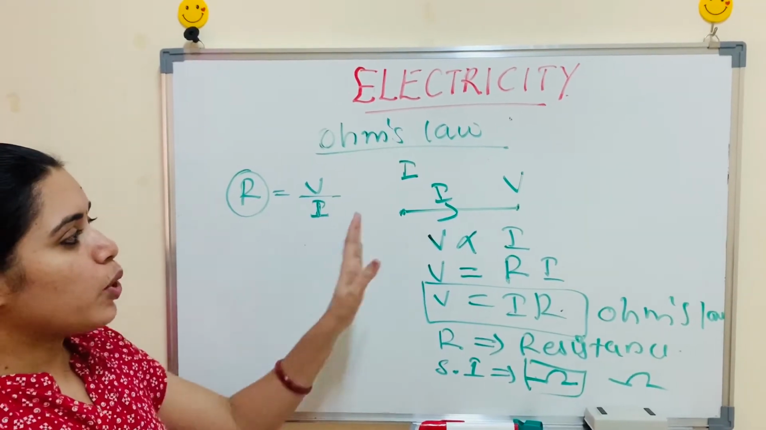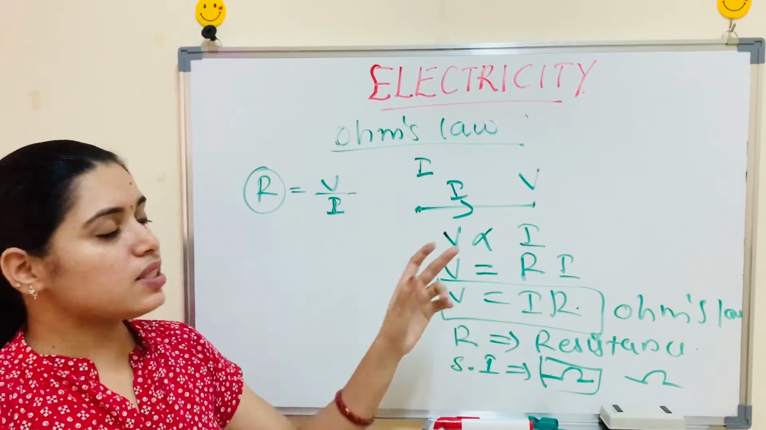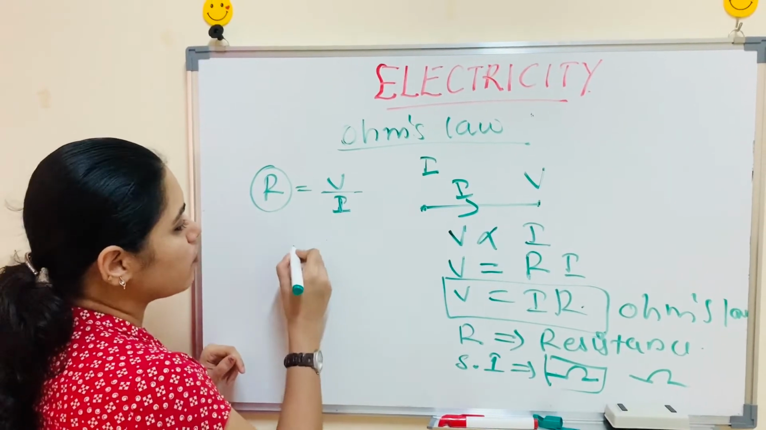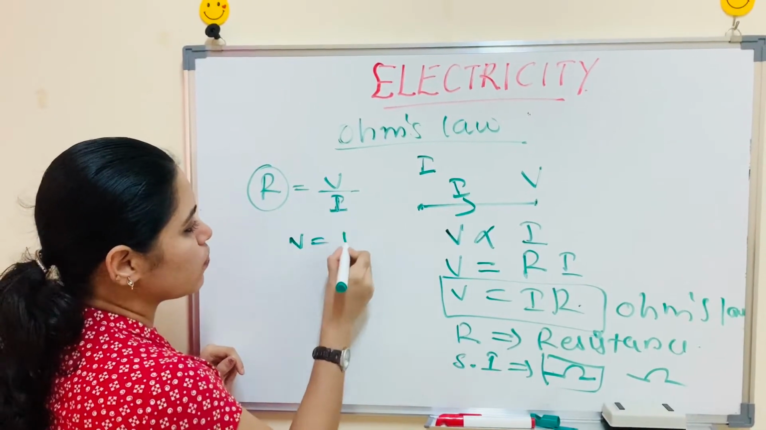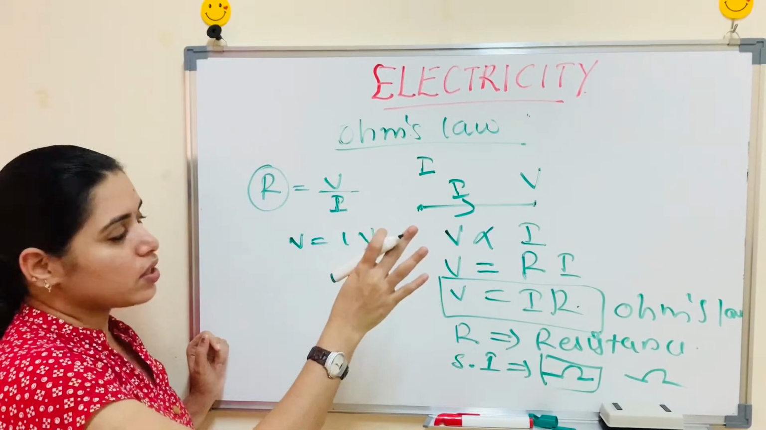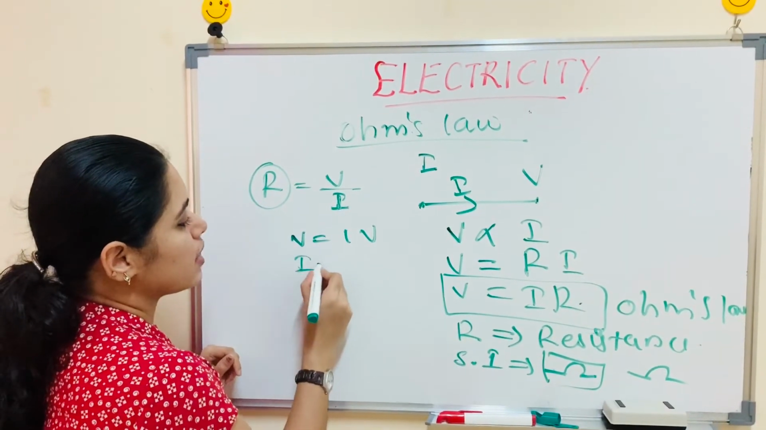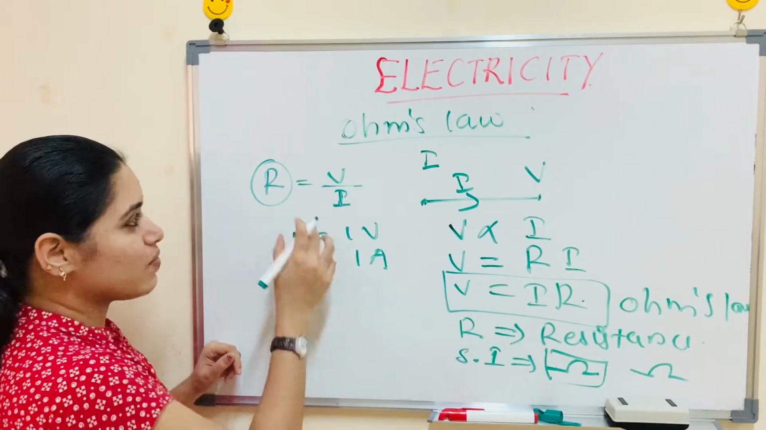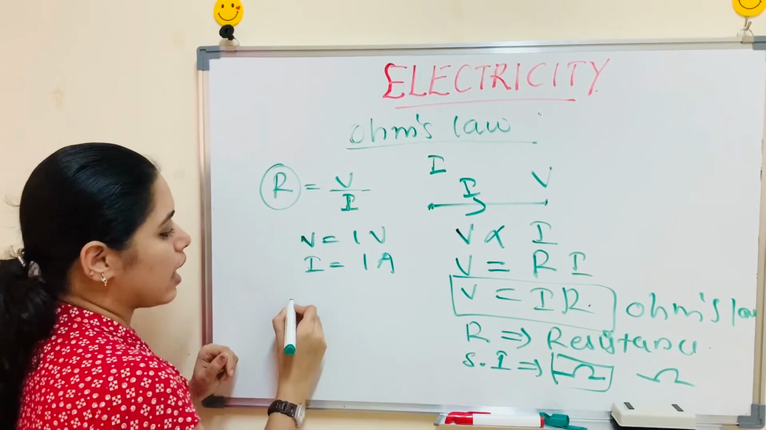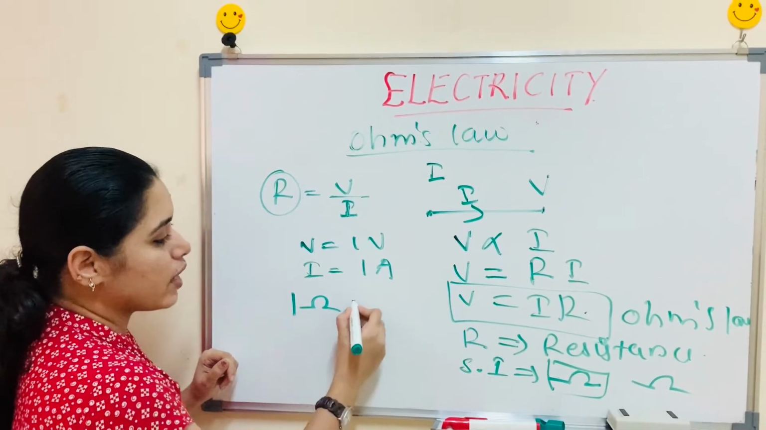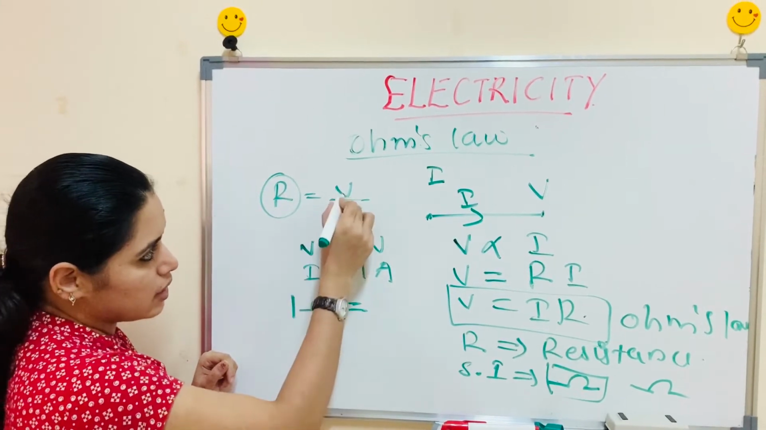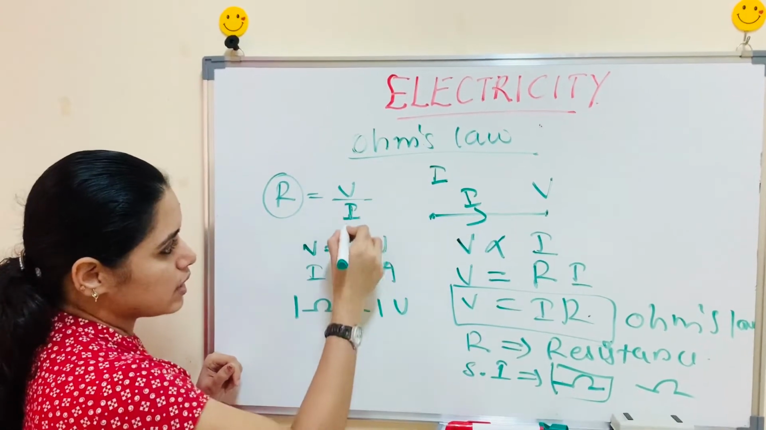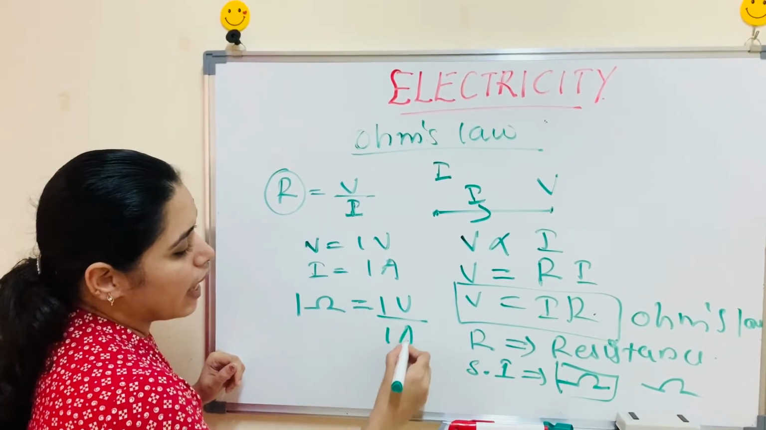Suppose the potential difference between the ends of a conductor is 1 volt, that is V is equal to 1 volt, and the current flowing through that conductor, I, is 1 ampere. Then how can we write this R? Of course R will be 1 ohm. 1 ohm is equal to 1 volt divided by 1 ampere.